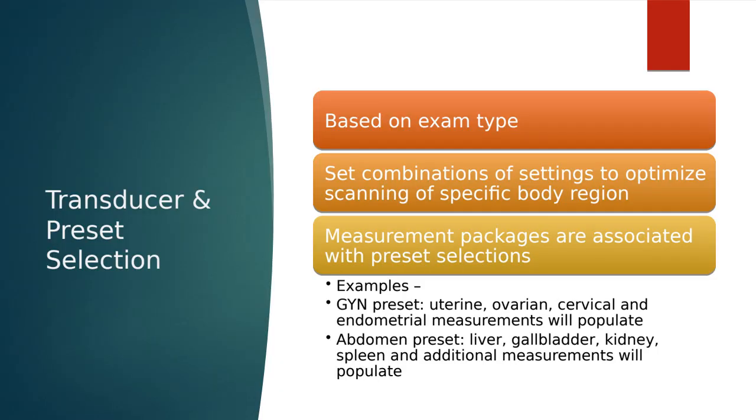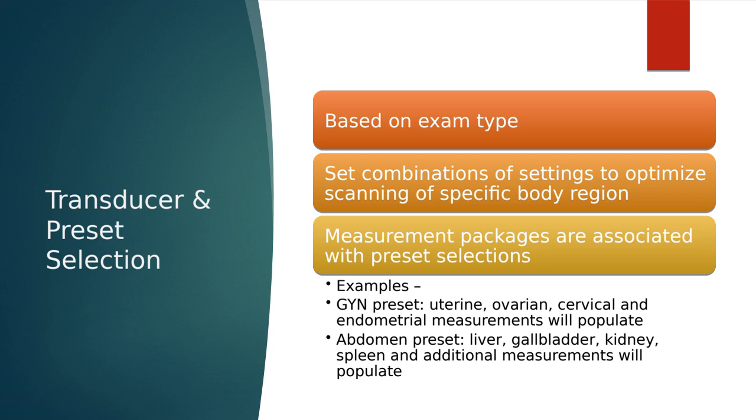Okay, so now we are getting one step closer to actually scanning. So now you want to make sure that you have the correct transducer based on your exam type, and we also want to be using the correct preset selection. Once we get into our knobology lecture right after this, that preset selection we'll talk about a little bit more. So the transducer and the preset are both going to be based on the type of exam that we're performing.